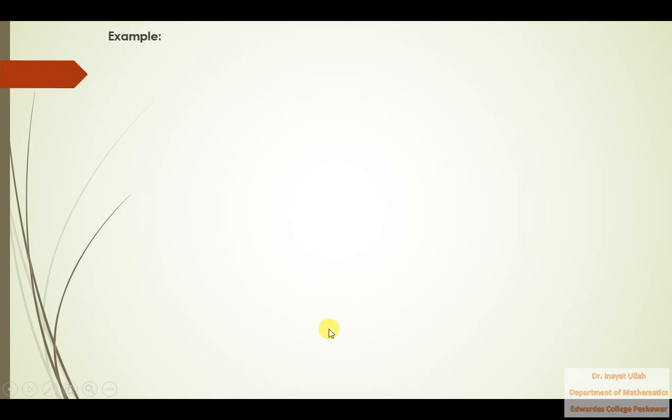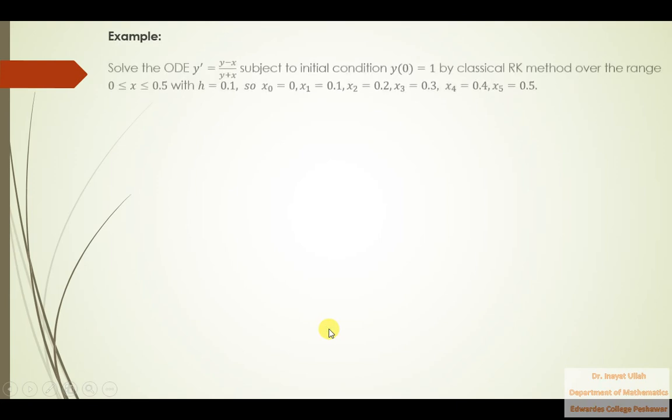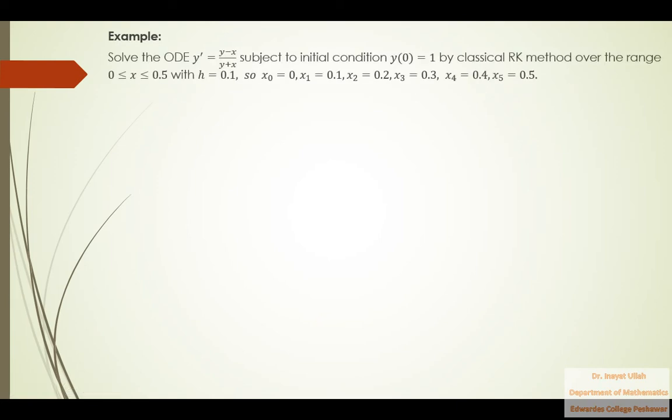Let me explain one example in front of you to understand the idea of RK4. The question is: solve the ODE y prime is equal to (y minus 1)/(y plus 1) subject to the condition y0 is equal to 1, by using the classical RK method over the range x lies between 0 and 0.5 with h is equal to 0.1.